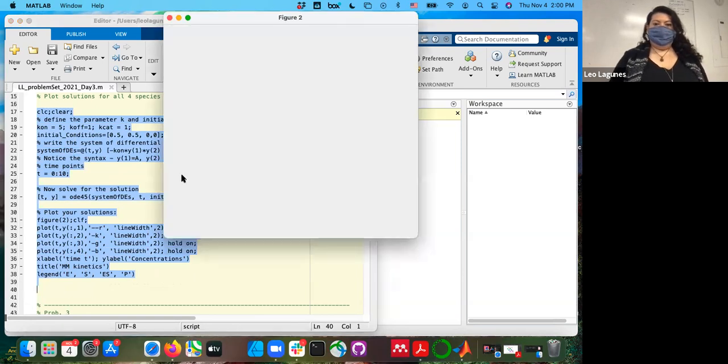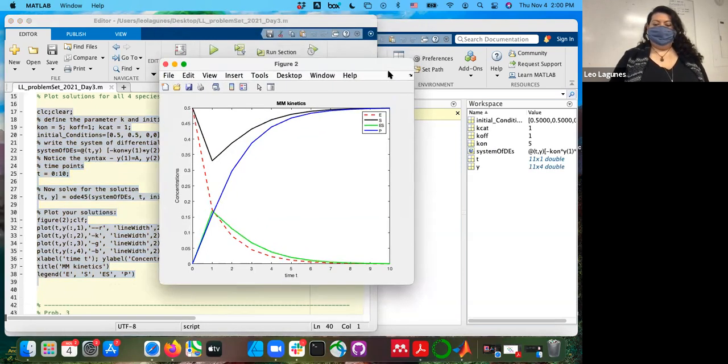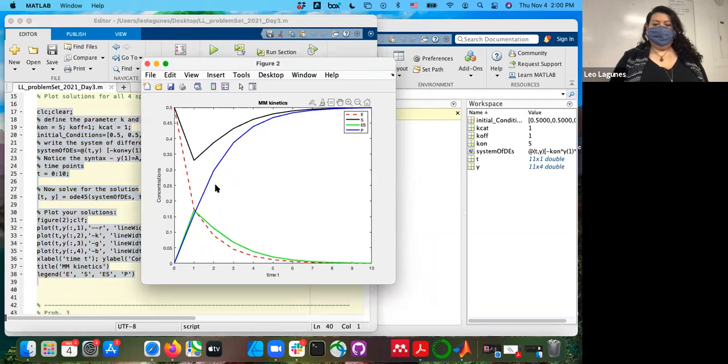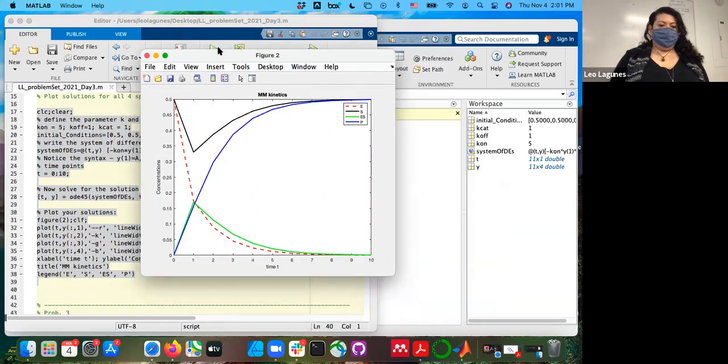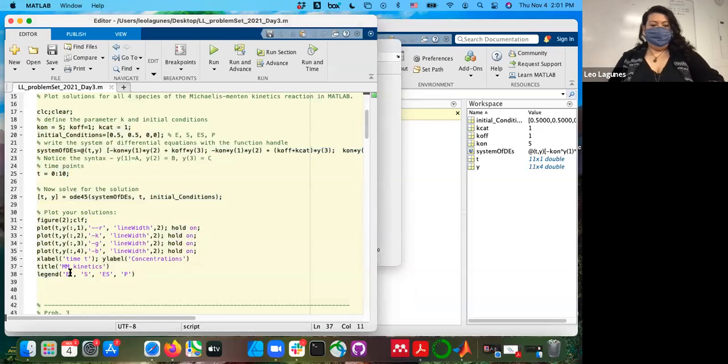I should make sure that it's running. Okay, so what we're looking at here are all four species. This is just for 10 time steps, but if you add more time points, it'll be a lot smoother. The red is the, I think it's backwards. Let me see. Yeah, the red is the substrate.